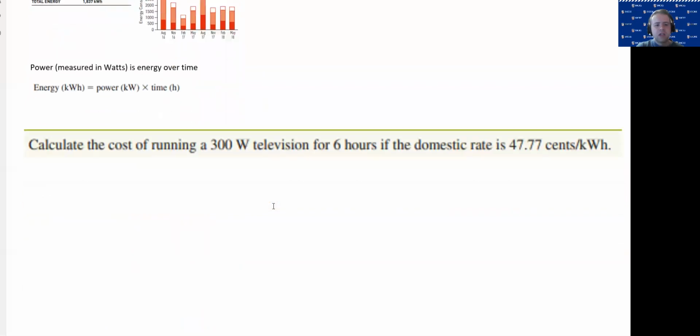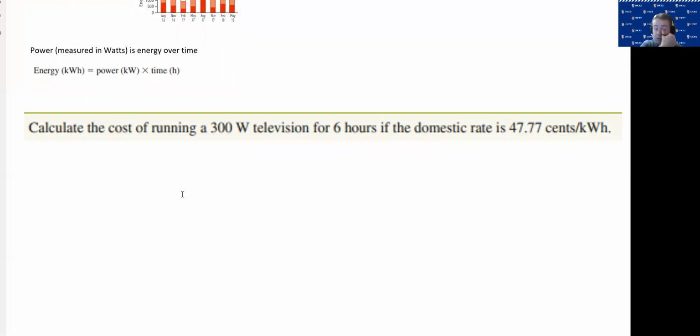Now, the other thing we need to do is we need to be able to calculate running costs of appliances. So we have here, again, power is measured in watts, is energy over time, joules per second. But energy, usually measured in kilowatt hours, is the power in kilowatts times the time in hours. Okay, that's how you get kilowatt hours, is you multiply those two things together.